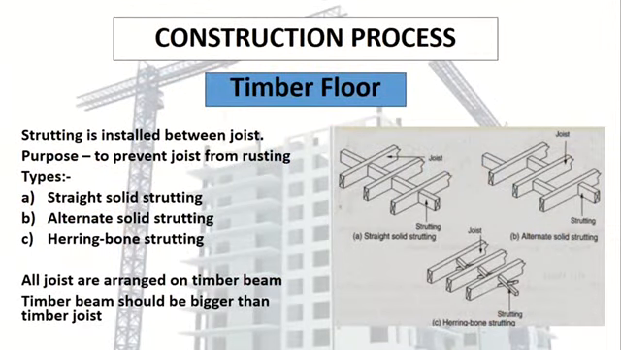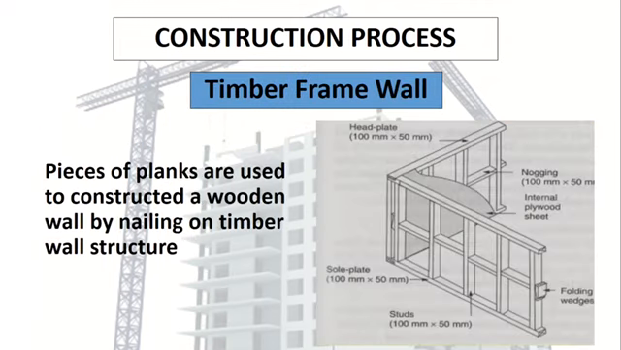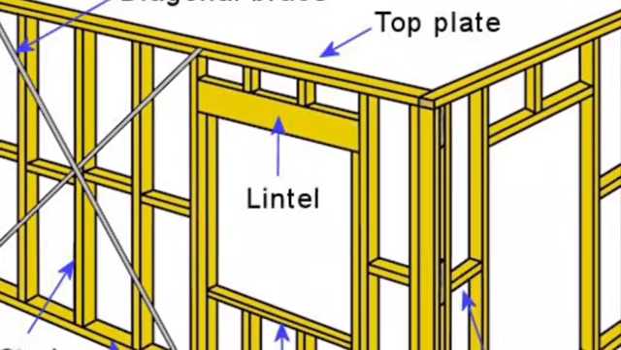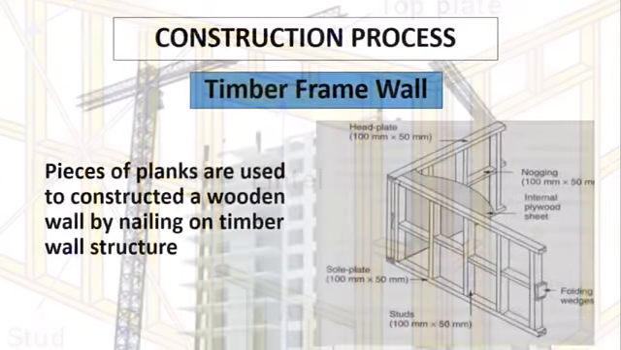All joists are arranged on timber beam. Timber beam should be bigger than timber joists. Construction process for timber frame wall. Pieces of planks are used to construct a wooden wall by nailing on timber wall structure.